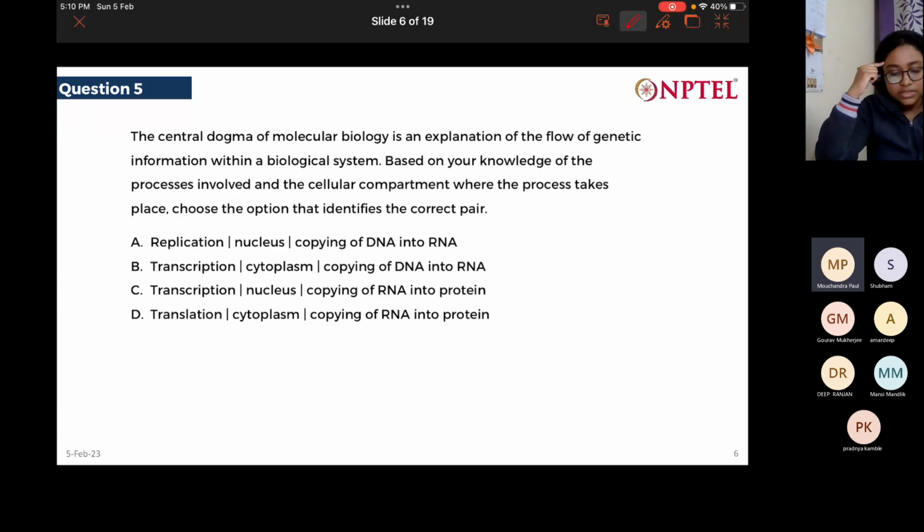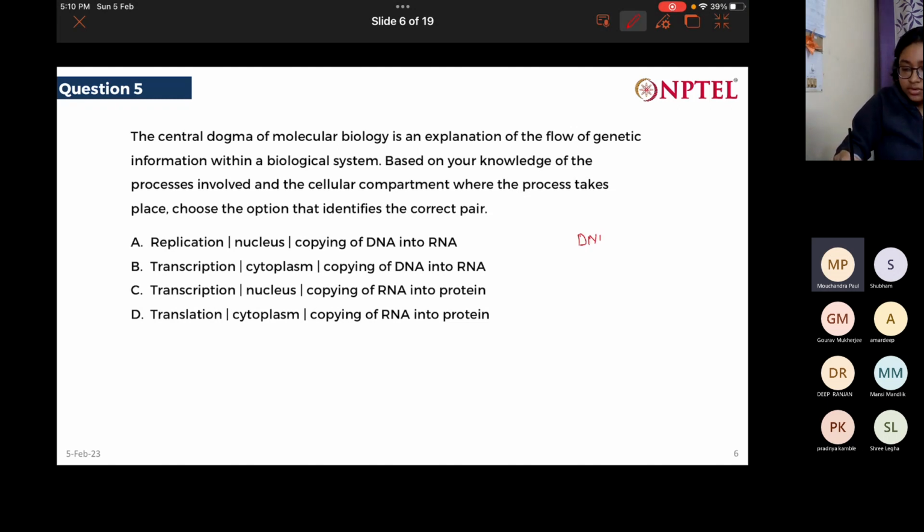So this question reads, the central dogma of molecular biology is an explanation of the flow of genetic information within a biological system. Now, based on your knowledge of the processes involved and the cellular compartment where the processes take place, choose the option that identifies the correct pair. So you guys are all familiar with the concept of central dogma, right? This is universal.